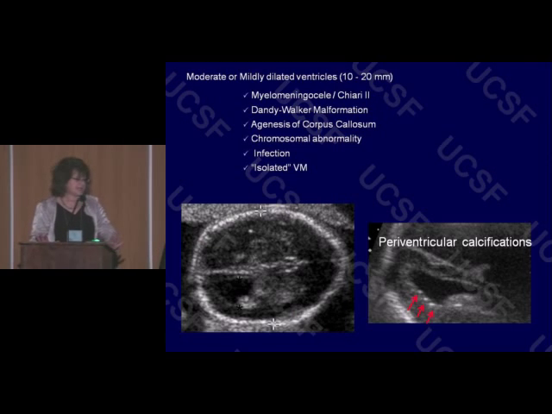Leaving the markedly dilated ventricles and focusing on what we see much more commonly, which is moderate or mildly dilated ventricles in the 10 to 20 millimeter range. There's a differential here, including myelomeningocele, Dandy-Walker, and agenesis of the corpus callosum, which we will address. Chromosomal abnormalities are also on this list, and typically when dilated ventricles are seen, amniocentesis is offered.